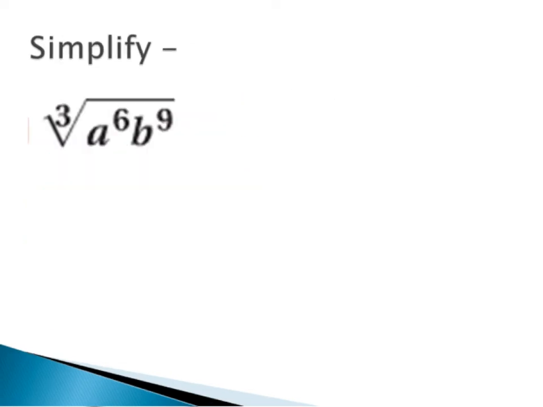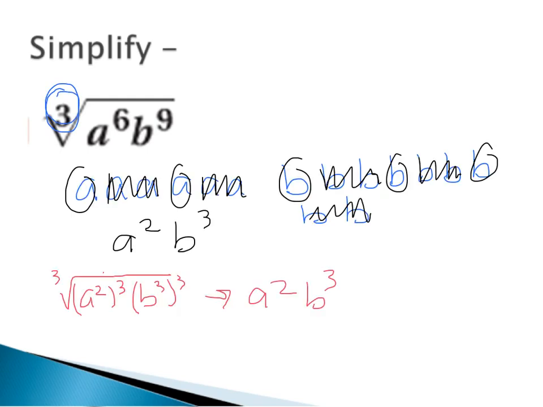Right now, I want you to pause the video and attempt this problem all by yourself. Be careful because right now it says the index here is 3. So I did a longer version and I did a shorter version. The longer version is actually writing out all 6 A's and all 9 B's, and I circled and crossed some out. If this is difficult for you, then I would start by doing this version. Otherwise, you should rewrite the radical like so.